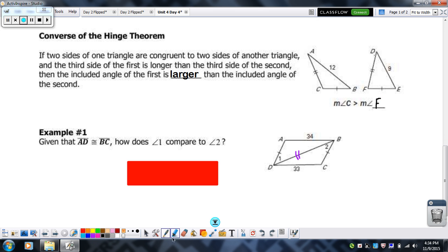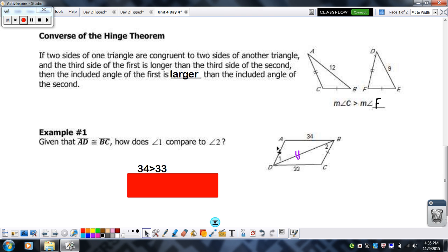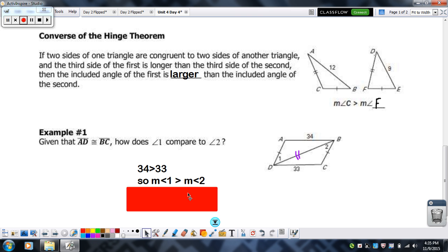Now let's practice some examples. In example number 1, notice they told us that AD is congruent to BC, so there's one pair of congruent sides. And I can see here that both of these triangles share side DB. So there's my second pair of congruent sides. 34 is larger than 33, and since that's the case, I know the angle across from 34 will be larger than the angle across from 33, or the measure of angle 1 will be larger than the measure of angle 2.